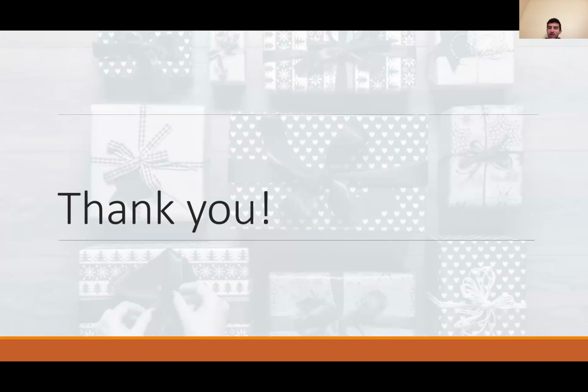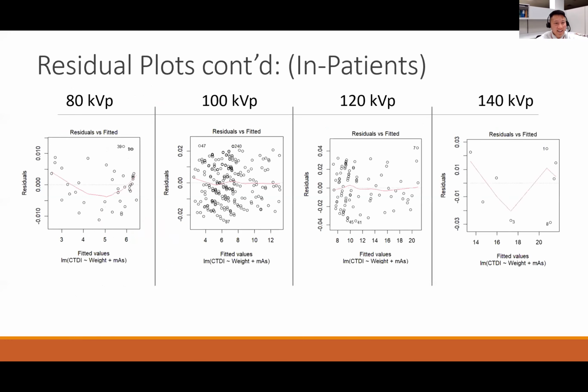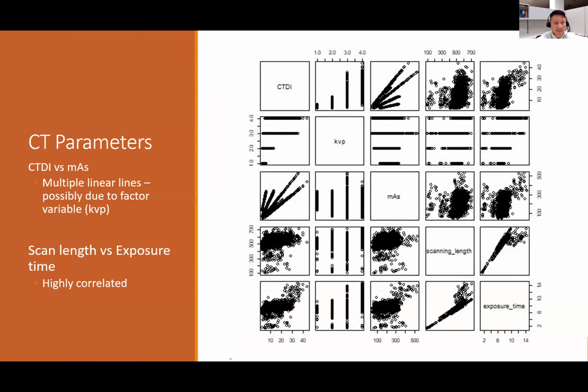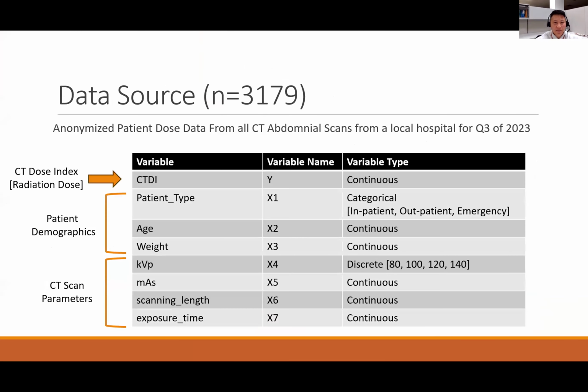What's KVP and MAS? They are CT parameters. I didn't want to go too in depth into it, but KVP is basically the voltage in the X-ray tube, whereas the MAS is the current in the X-ray tube.